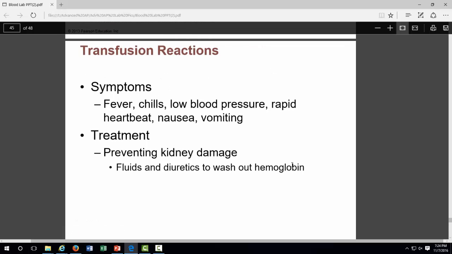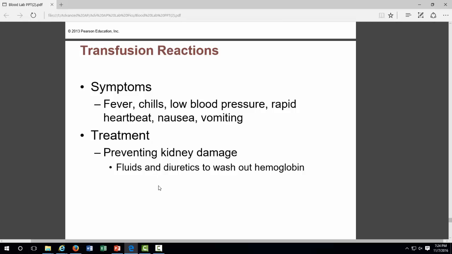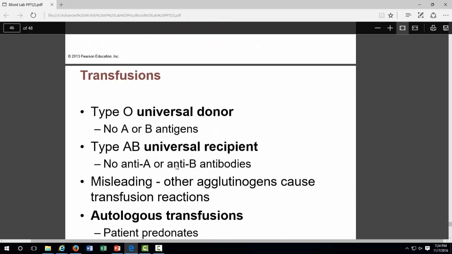So some symptoms of a reaction, like I said, are fever, chills, changes in blood pressure and heart rate, nausea, and vomiting. And we want to make sure that we, like someone else said, give them fluids. That's definitely correct, to flush out all that hemoglobin from the burst red blood cells, right? So that is true, we would do that, but that's not the first thing you would do.